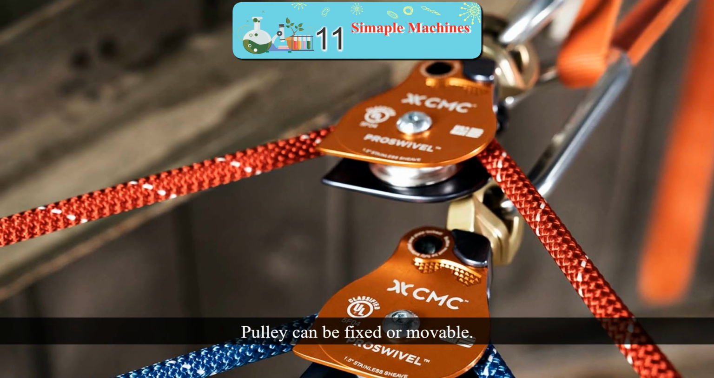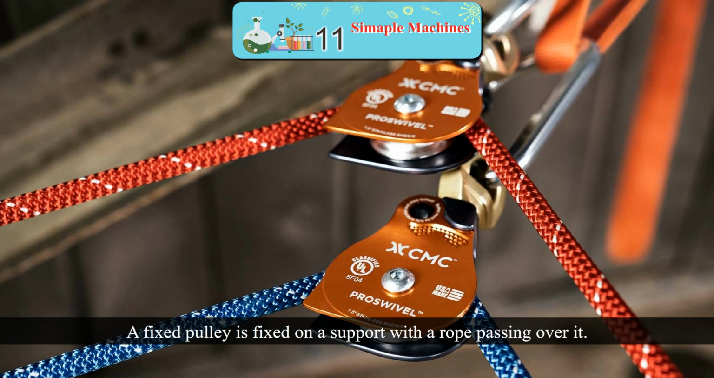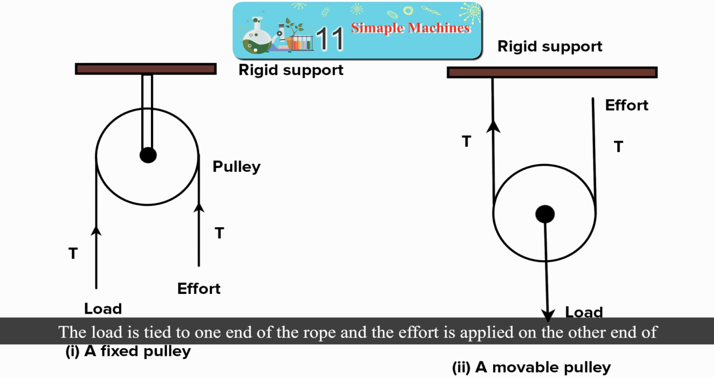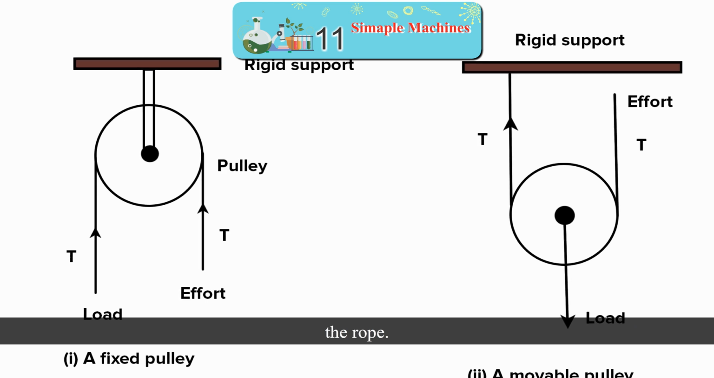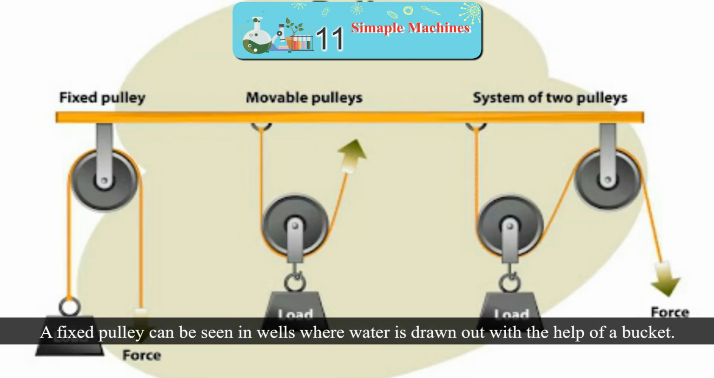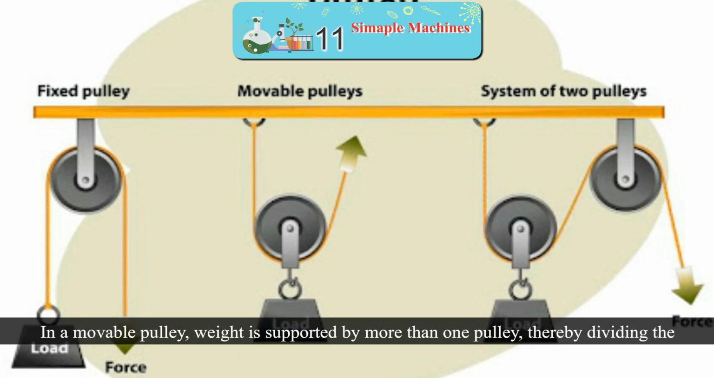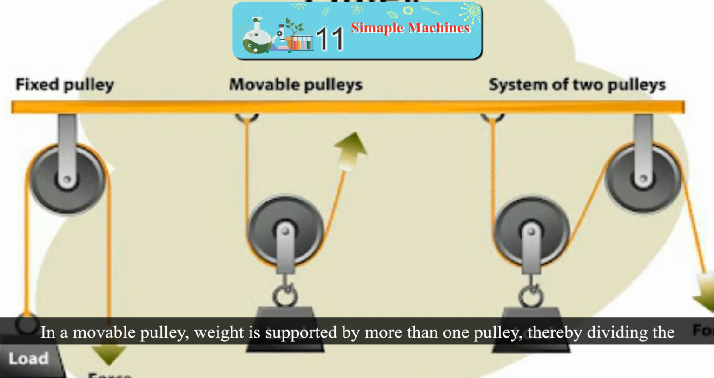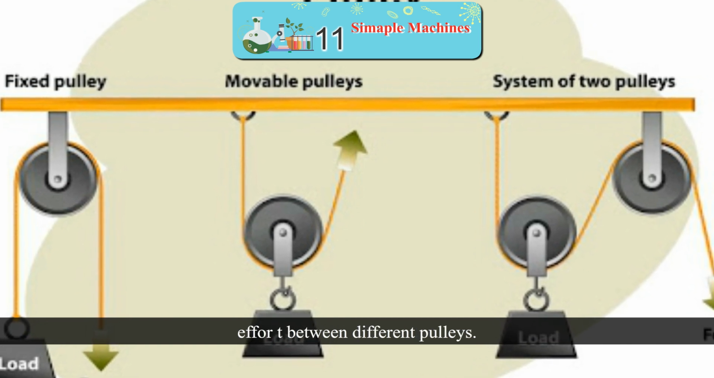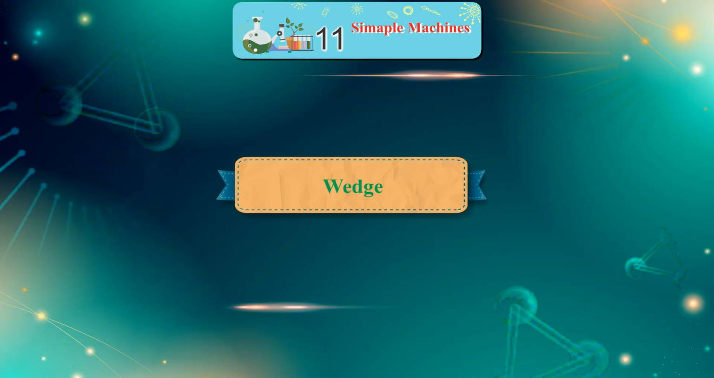Pulley can be fixed or movable. A fixed pulley is fixed on a support with a rope passing over it. The load is tied to one end of the rope and the effort is applied on the other end of the rope. A fixed pulley can be seen in wells where water is drawn out with the help of a bucket. In a movable pulley, weight is supported by more than one pulley, thereby dividing the effort between different pulleys. Machines usually use a combination of fixed and movable pulleys.